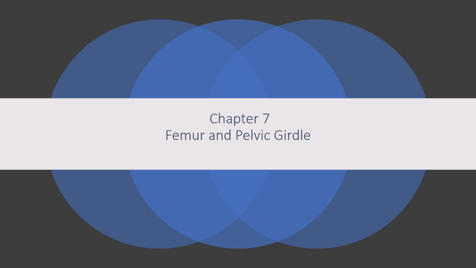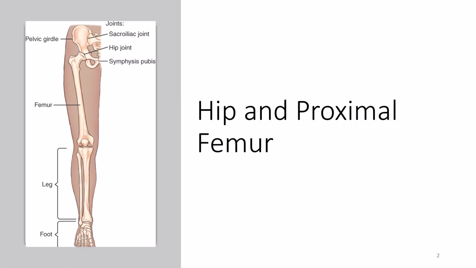Alrighty, this is the textbook of radiographic positioning and related anatomy, the 11th edition, and this is chapter 7, which covers the femur and the pelvic girdle. This first lecture from this chapter is going to be about the intro, the anatomy, and the femur.